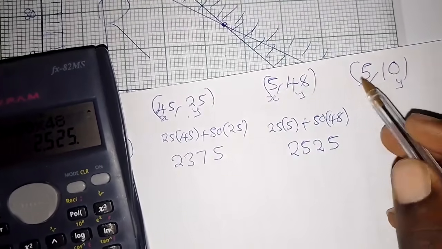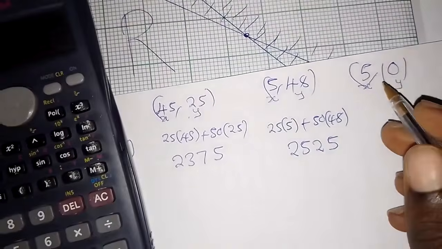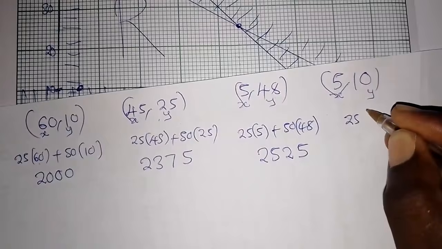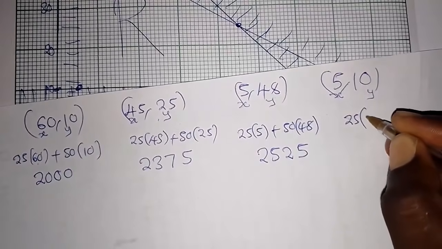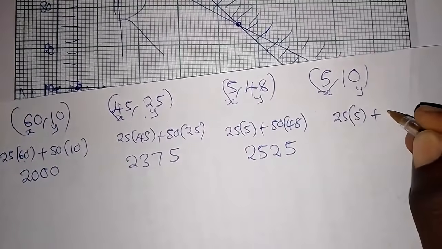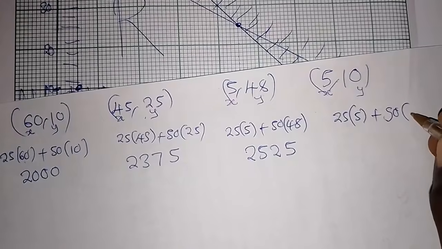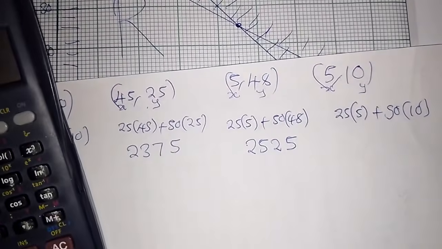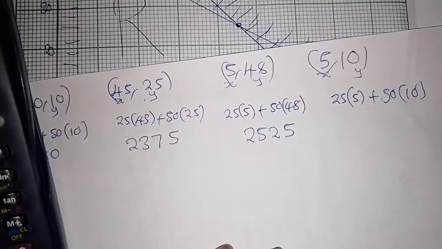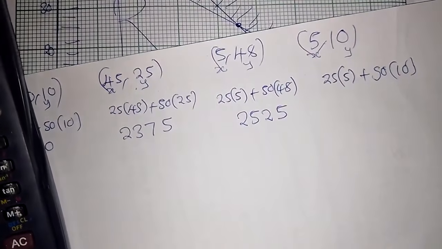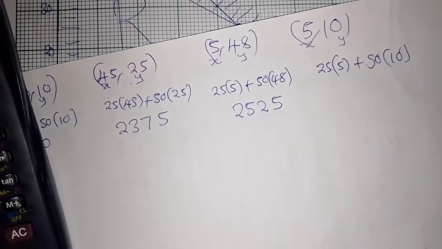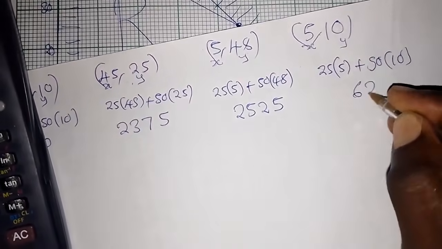Like I told you, this one is small, but we can test it. There is no problem. So 25 multiplied by x, which is 5, plus 50 multiplied by y, which is 10. So 25 multiplied by 5 plus 50 multiplied by 10. What do you get? We get 625.